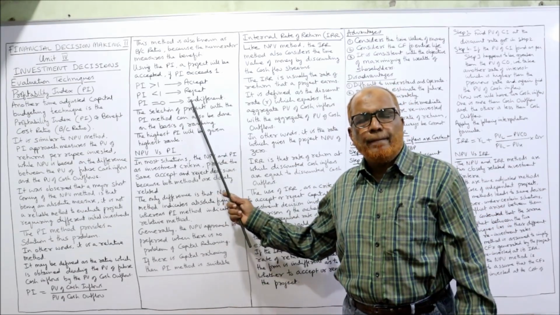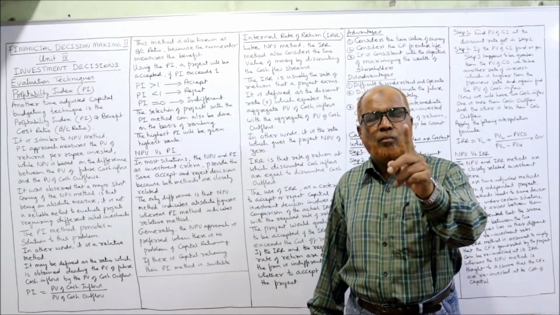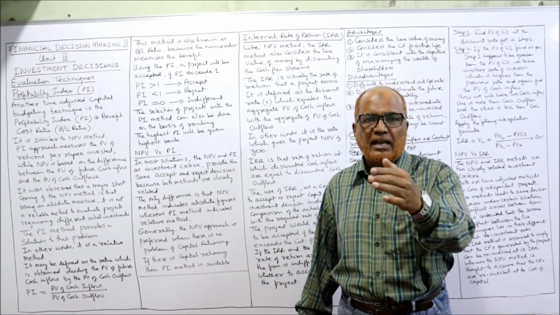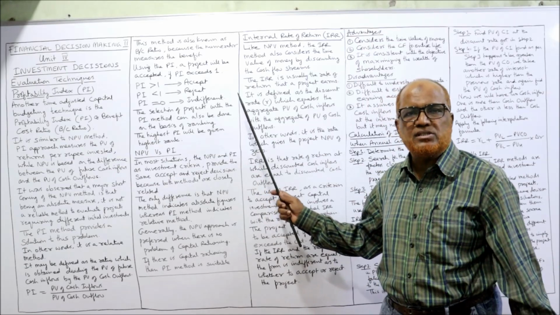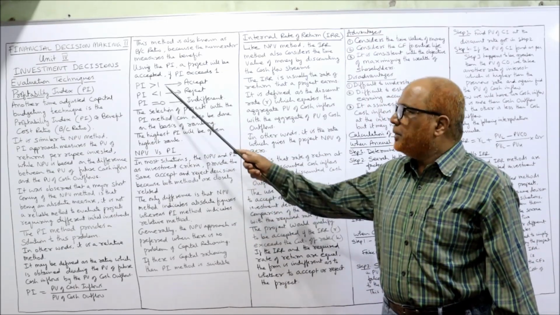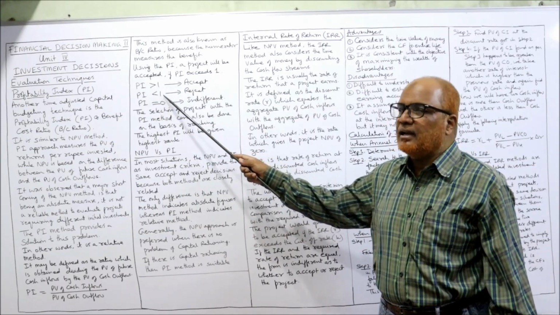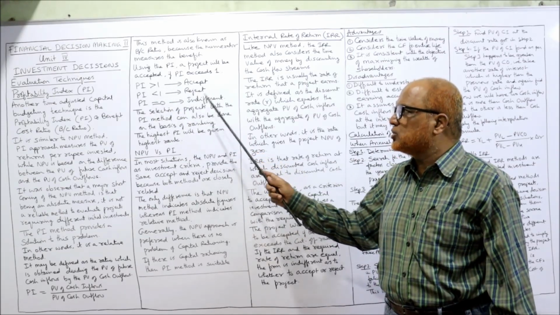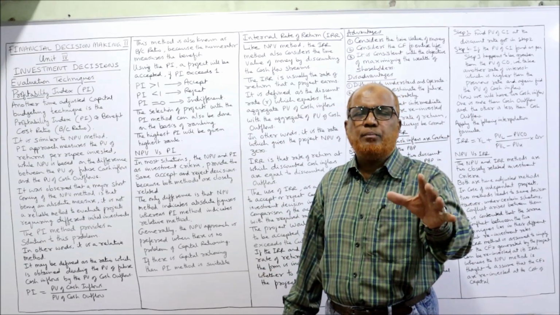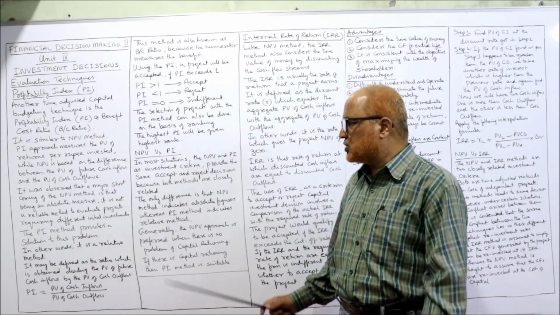Here also same thing, PI. PI greater than 1, accept. PI less than 1, reject. PI is equal to 1, indifferent. So in most of the situations, NPV and PI will give the same decision.